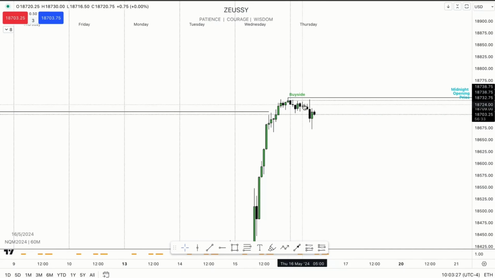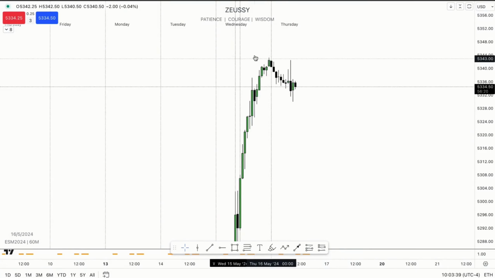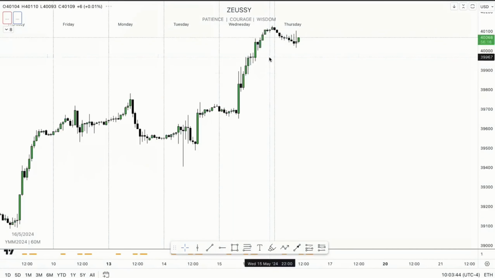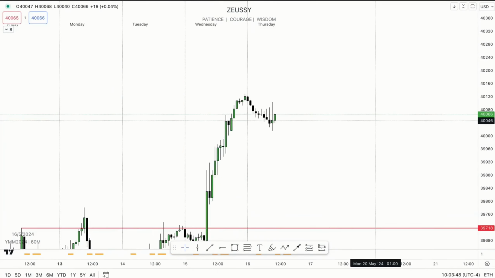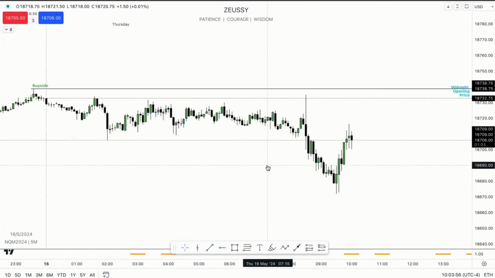The reason why I was focused on Nasdaq was because throughout the whole week, Nasdaq was the stronger market compared to ES, and therefore I was anticipating that those highs would get traded above on both ES, Nasdaq, but also the Dow Jones.